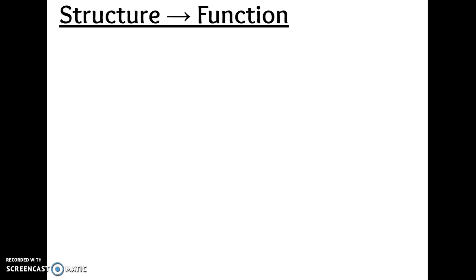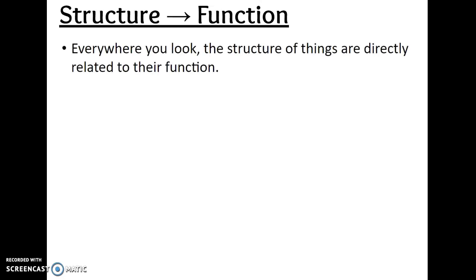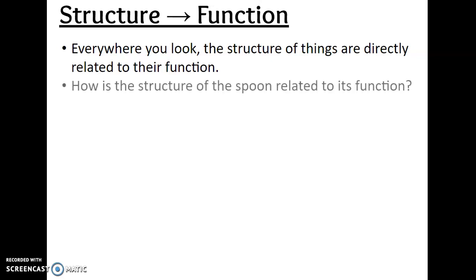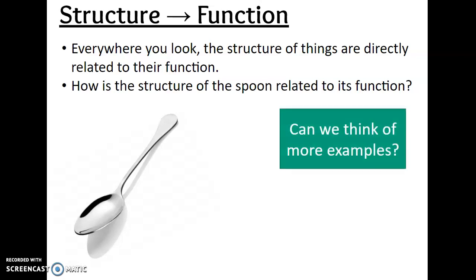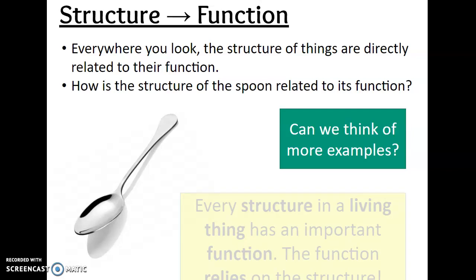So before we start, we need to discuss structure and function and the difference between the two. Everywhere you're going to look, you will see the structure of things are directly related to their functions. How is the structure of the spoon related to its function? Well, when we think of a spoon, we know that a spoon is used to move a liquid from a bowl to your mouth, so it definitely doesn't have holes in it, whereas a fork is used for stabbing food, shoveling food into your mouth, and it's less used for liquid things. Can you think of any more examples?